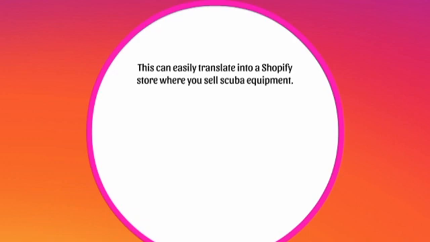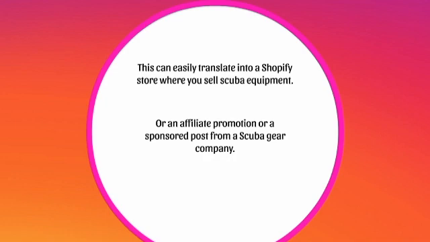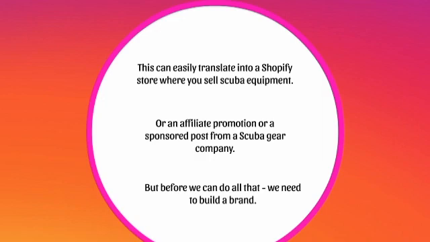You get to indirectly sell about things, because at the end of the day, people are going to want what you have. They feel, okay, if I have the same tools or the same equipment that you have as a scuba diver, or as whatever you're trying to do, as a lifestyle brand, they're more likely to buy it, right? So it can be a Shopify store, it can be an affiliate promotion, it can be a sponsor post from a scuba gear company, which we'll talk more about later down the road. But before you can do all of that, you need to have a brand. You need to have the ability to create a lifestyle, right?